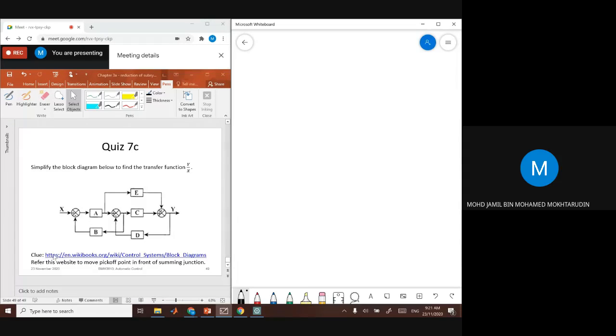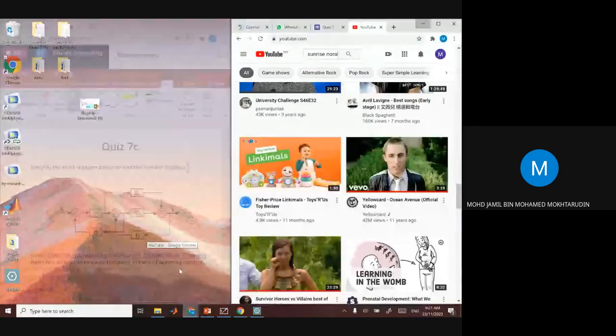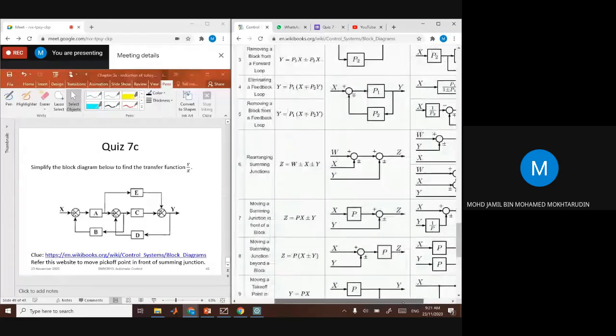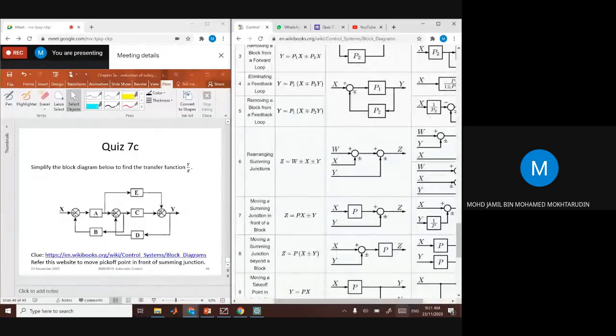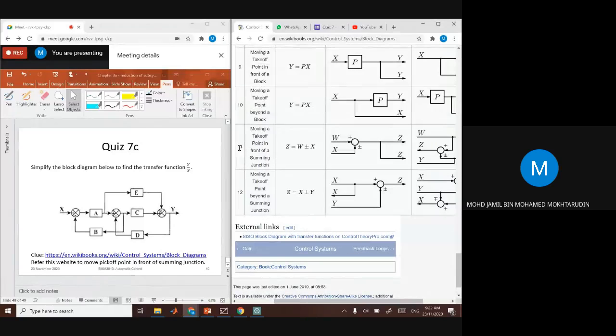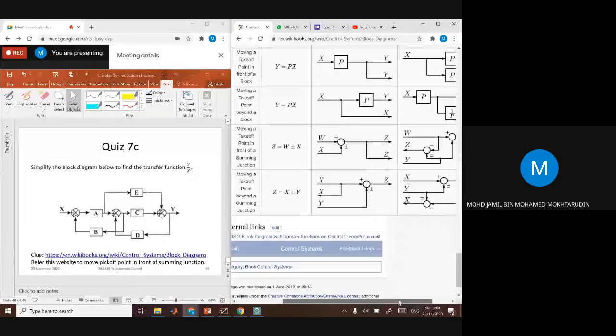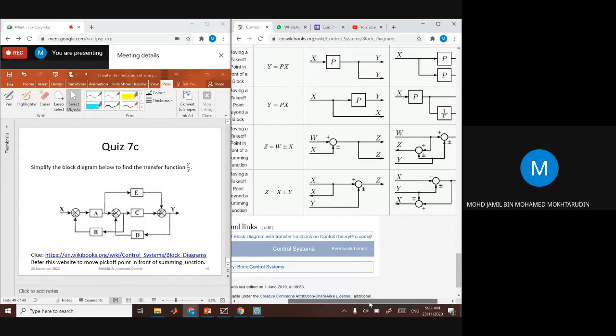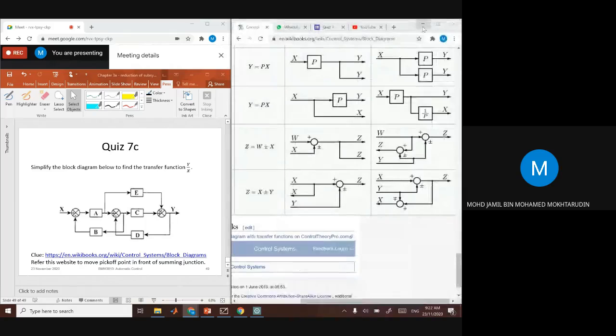Okay, so for question C, the clue is given here. So we look at the website. Okay, so the clue, if you look at step 11 here, the rule 11 here, that's the same thing as moving this pick-off point in front of the summing junction, okay? Okay, so what is happening here? Okay, so this symbol Y is actually X, okay? It's wrong. This is X. So, let's do this.